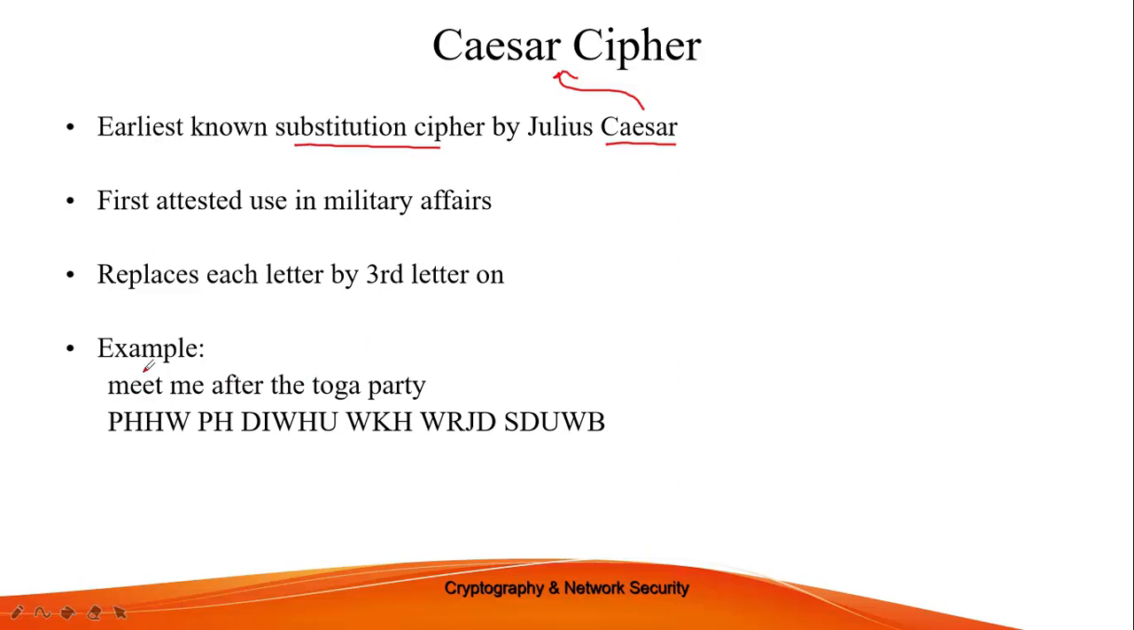This is a very basic substitution cipher. For example, this is my plain text, and my key is 3 letters down. That is, we have to replace each letter by the letter 3 places down. So in this example, "meet me after", A will be replaced by D. In this way the encryption takes place, and this is a kind of substitution method.